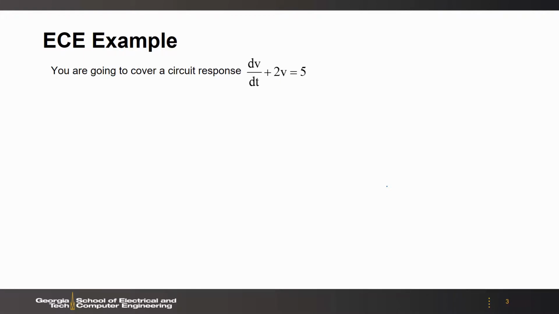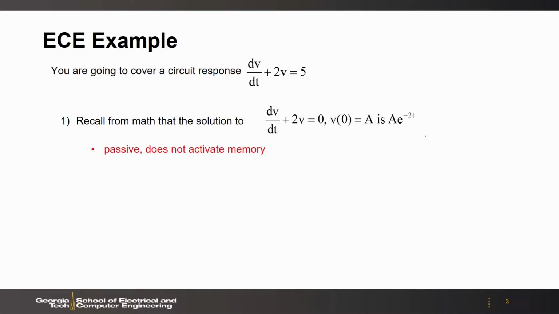Let's show an example in ECE of how to apply that. You're going to cover a circuit response. Here's the differential equation for it. And the way most people present this is they say, recall from math that the solution to this differential equation is such and such. And then they're going to build off of it with something other than a zero there. And what's the problem with that? It's very passive. They're not actually activating their memory. They're just passively writing down what you wrote.